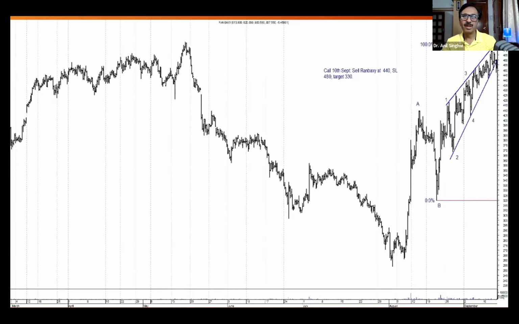So this is what, and you can see I have marked 100% over there at $475. It went all the way to $472. I just measured the length of wave A and projected it from the bottom of wave B.